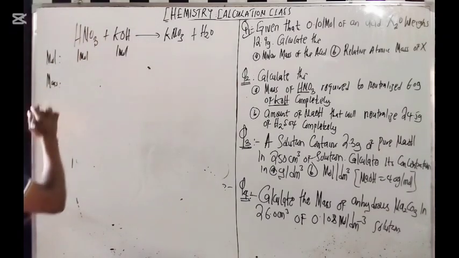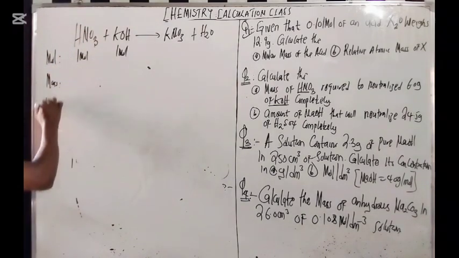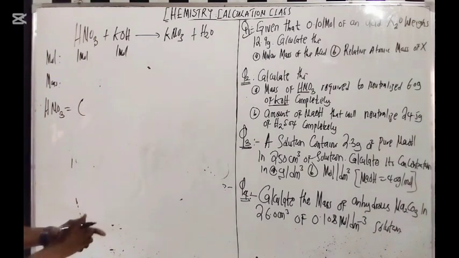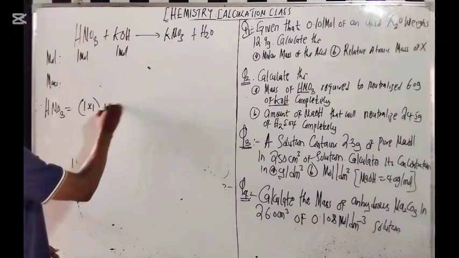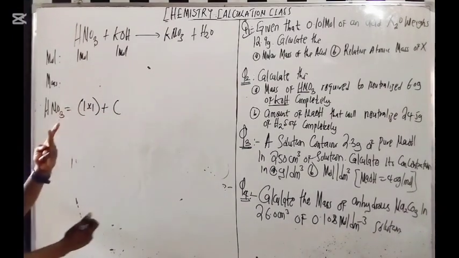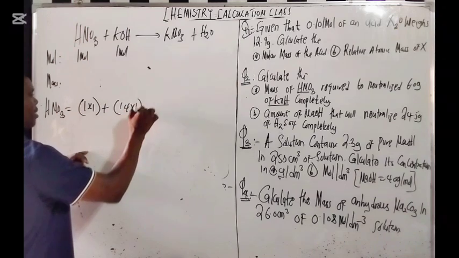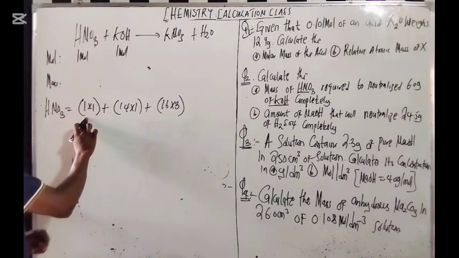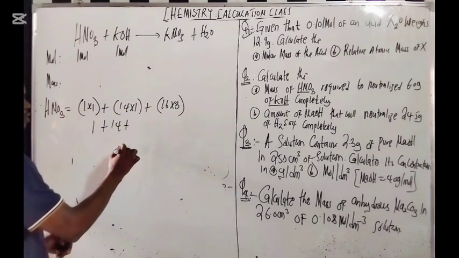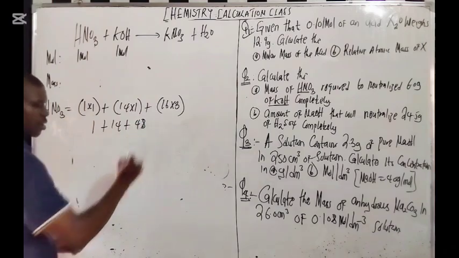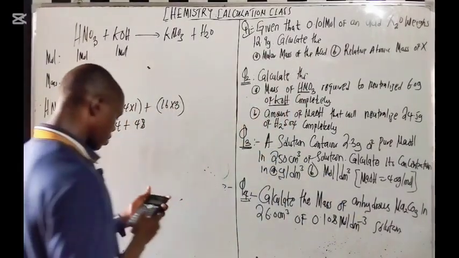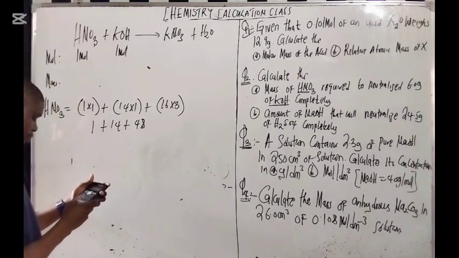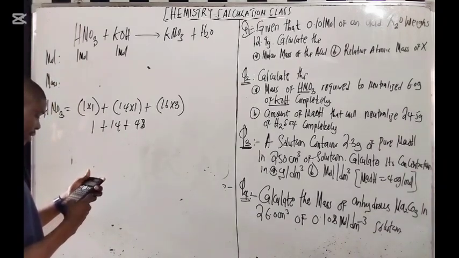Let's calculate how to get the mass. The molar mass of this compound, HNO3: the atomic mass of hydrogen is 1, so 1 times 1, plus the atomic mass of nitrogen, which is 14, 14 times 1, plus the atomic mass of oxygen, which is 16, 16 times 3. So 1 times 1 is 1, plus 14, plus 48. When you sum everything together, 1 plus 14 plus 48, here we are.